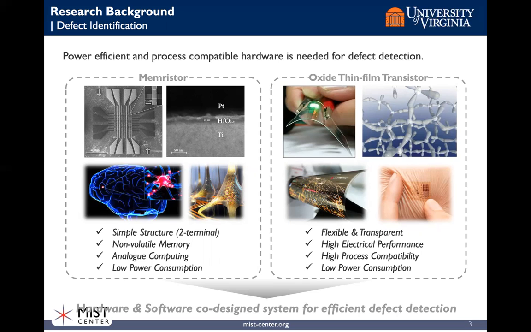First, the memristor is a simple two-terminal non-volatile memory that could be used for analog computing at low power consumption. And the oxide transistor is a widely used technology for flexible and transparent electronics, which is also CMOS-process-compatible. So this is very advantageous for a heterogeneously integrated system. By combining those two hardware and embedding the morphological image processing algorithm, we were able to demonstrate an efficient defect detection process.